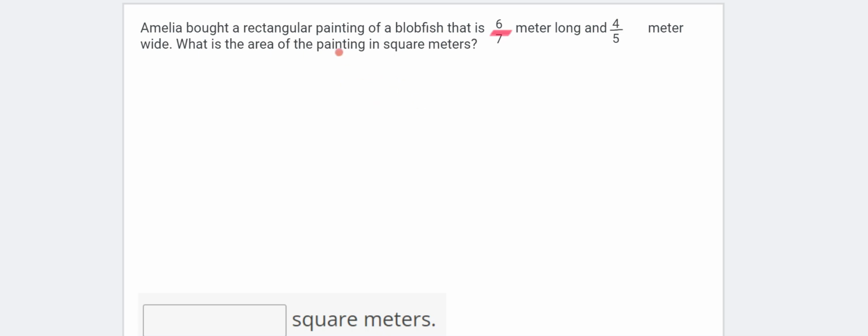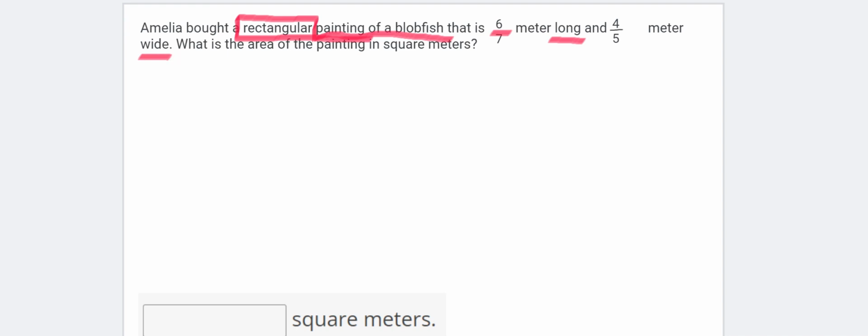So, first off, I know this problem is about a painting and it's of a blobfish. What is the shape of the painting? That's right, it is rectangular. And I know that if it's rectangular, it is in the shape of a rectangle. I even see the word rectangle in the word rectangular. I also notice that it gives me 2 dimensions. What are the 2 dimensions that it gives me? It gives me how long it is, and it gives me how wide it is.